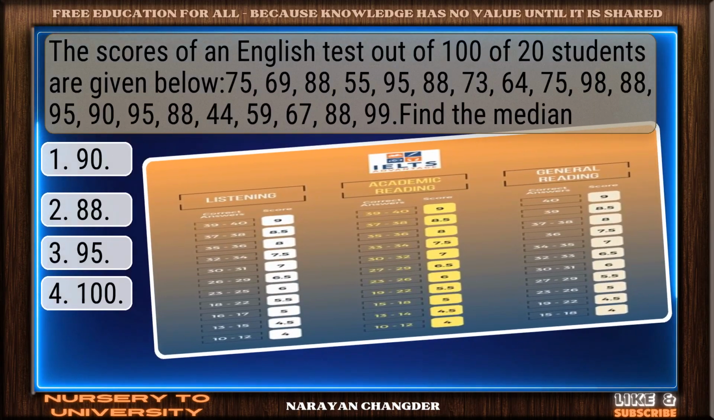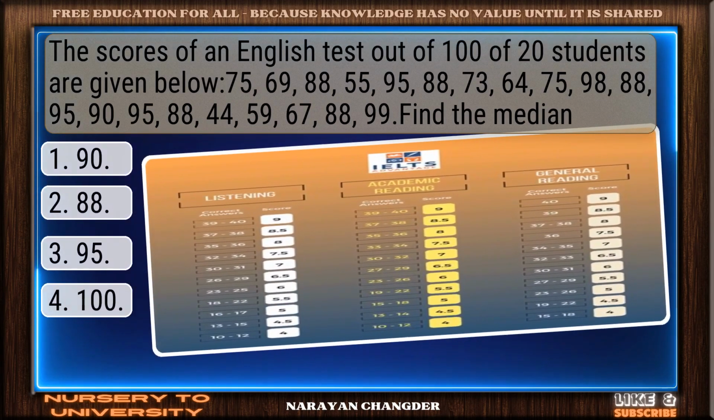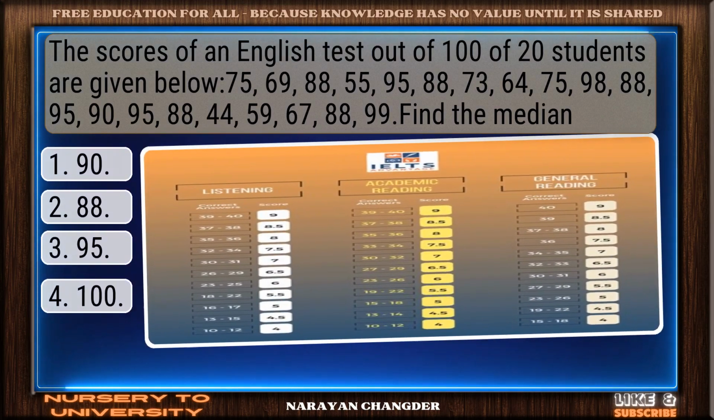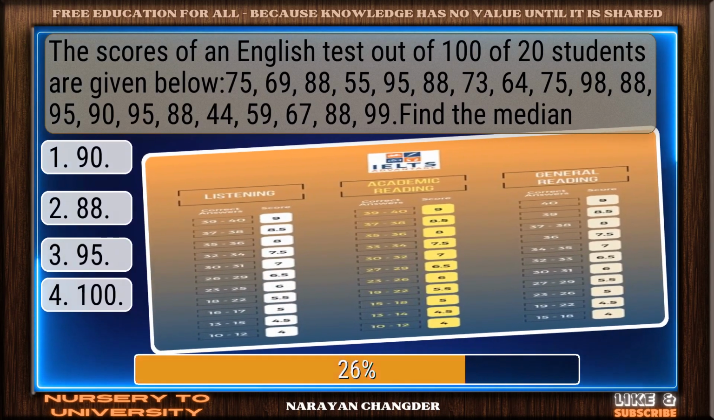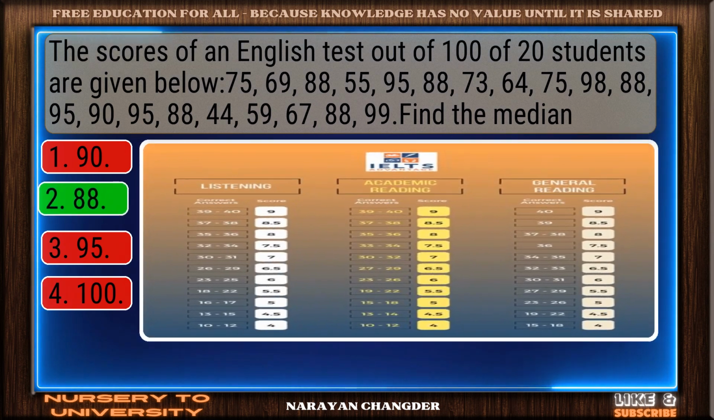The scores of an English test out of 100 of 20 students are given below: 75, 69, 88, 55, 9, 88, 73, 64, 75, 98, 8, 95, 99, 85, 88, 59, 67, 88, 99. Find the median. Well done. 88 is right.